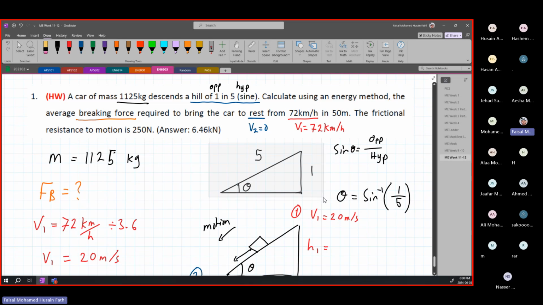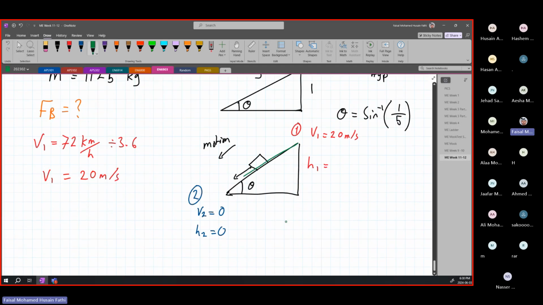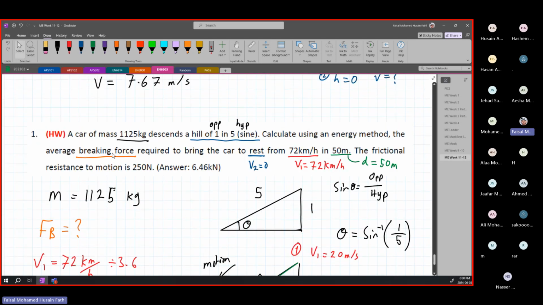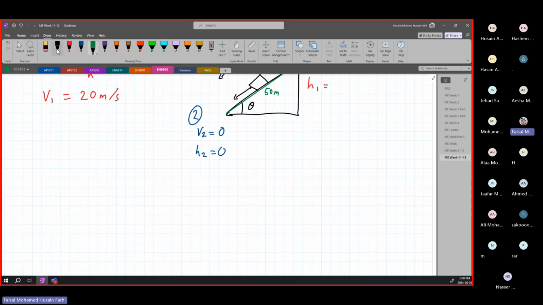This is why we used this relation in the beginning, because they told us that the distance is 50 meters. In other words, this is not the braking distance, but the distance to brake in. In other words, the average braking force required to brake the car in 50 meters. So we know that in this triangle, this is 50 meters. So if I redraw this triangle now, not to scale, obviously, this is our 50 meters. And this is our height, h1. And we have an angle theta over here.